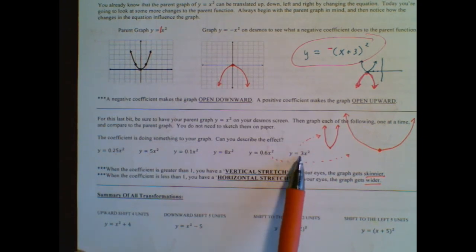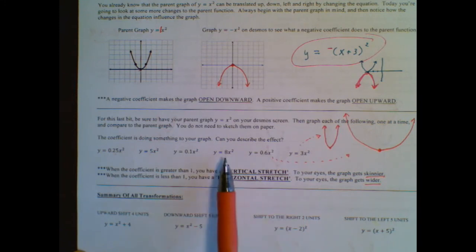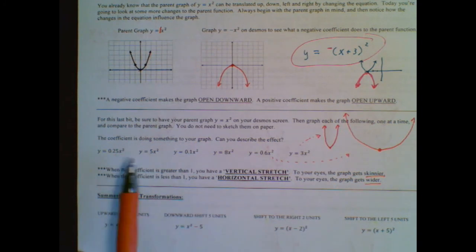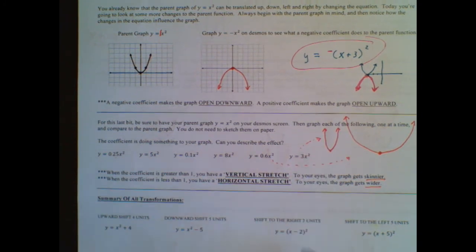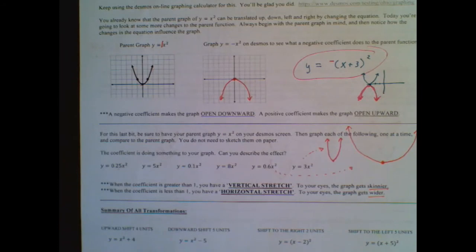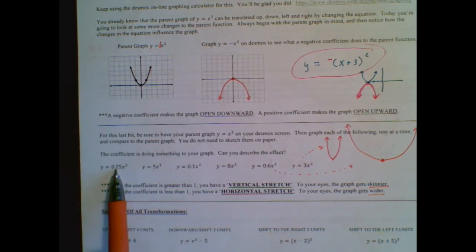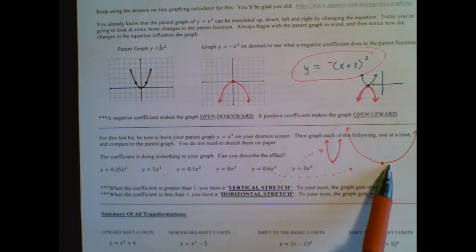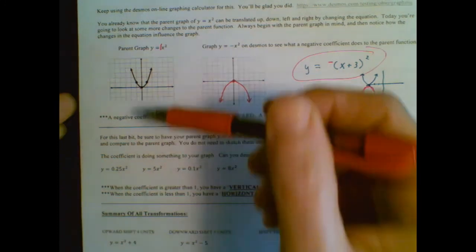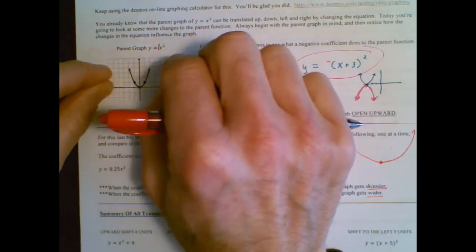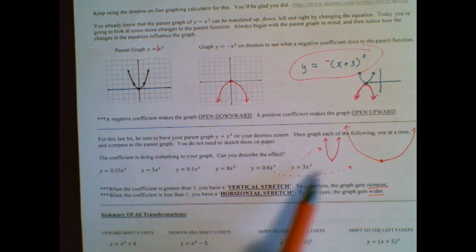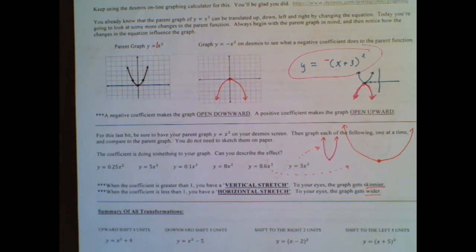And here's how it goes. If my coefficient is bigger than 1, like a 3, an 8, or a 5, my graph gets skinnier. They call that a vertical stretch because they say, kind of imagine taking your parent graph and stretching it upward. Anytime my coefficient is smaller than 1, then I get a wider graph, and that's called a horizontal stretch. So imagine taking your parent graph and just kind of stretching it horizontally or wider. So if you look at your coefficient, you will now know a little bit about how wide your graph is.